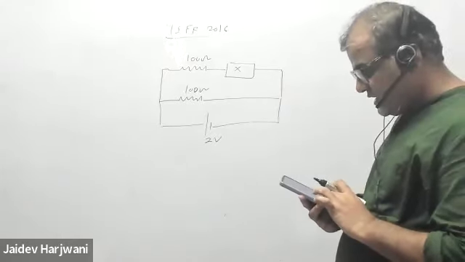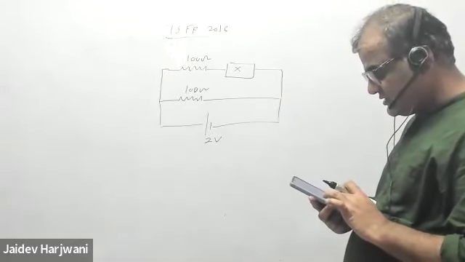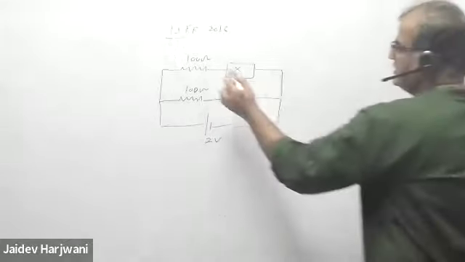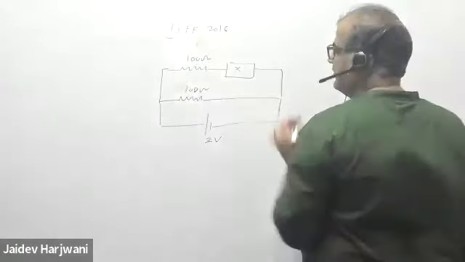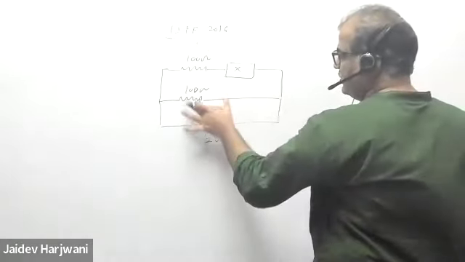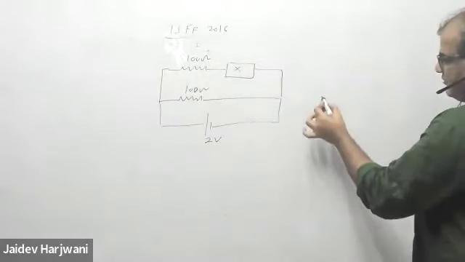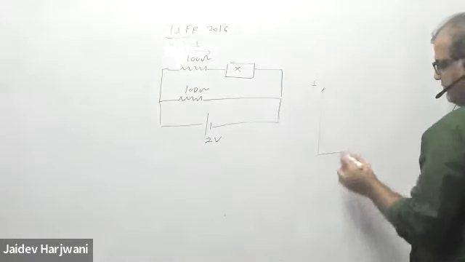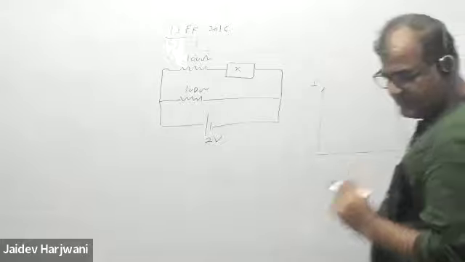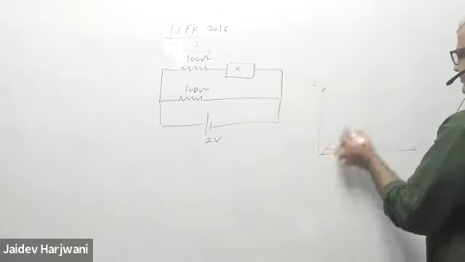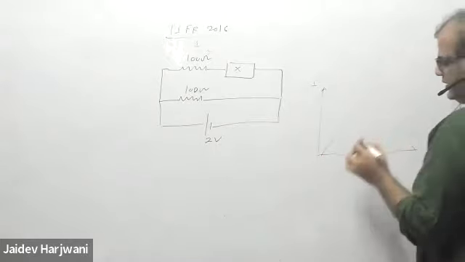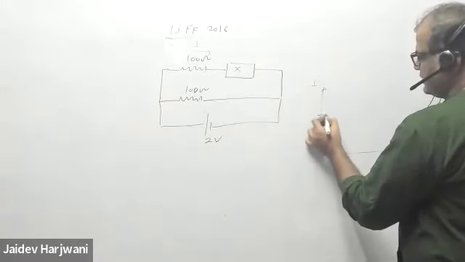The question asks: the current voltage characteristics of the device are given. Determine the current I flowing through the device. How much current is flowing through this device, meaning in this branch? This is 2 volt. Then they have given you the IV characteristics of this device, and the IV characteristics are given like this. So these are your current values.